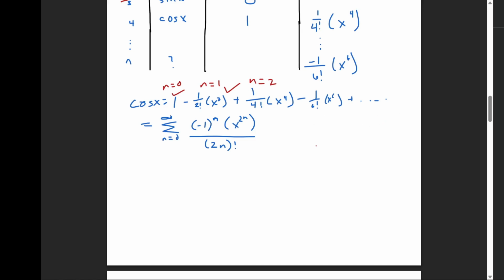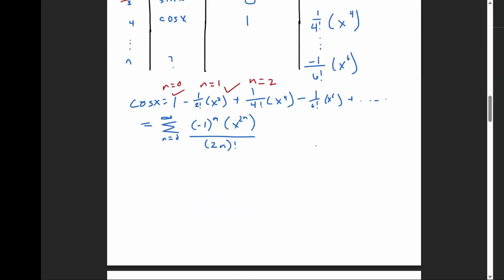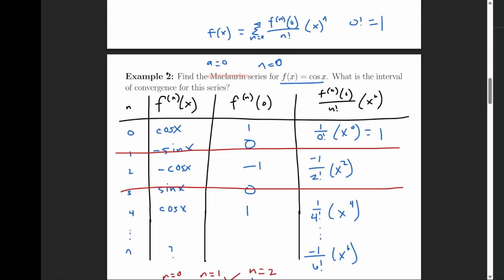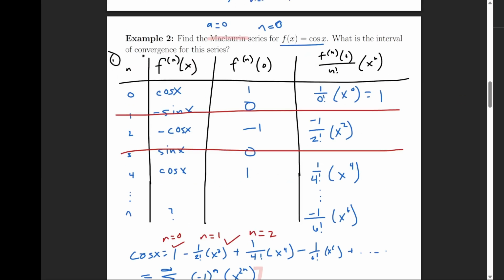Okay, so you might be thinking, are we done yet? No, this is just step 1. Step 2 is finding the Maclaurin series right here, and the next step is going to be finding the interval of convergence.